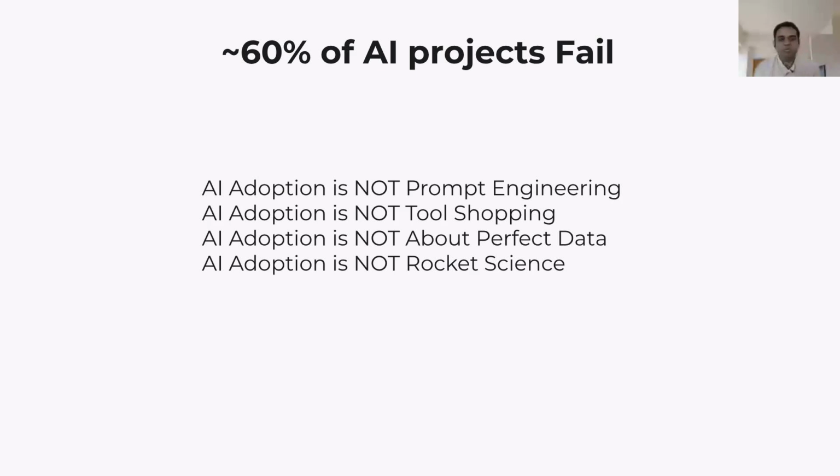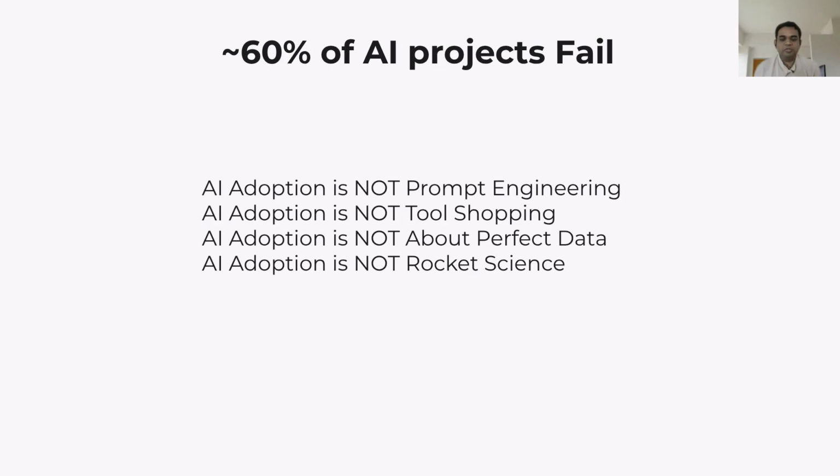And AI adoption is not tool shopping. What typically happens is people fixate on a particular tool. Like we are talking about Perplexity, but Perplexity is not magic. Or ChatGPT or any other tool, or any vendor comes to you and says, we have a patent technology, we've got this. So don't think that AI adoption is tool shopping. You can't fix things with a tool. There needs to be something more than just choosing a tool.